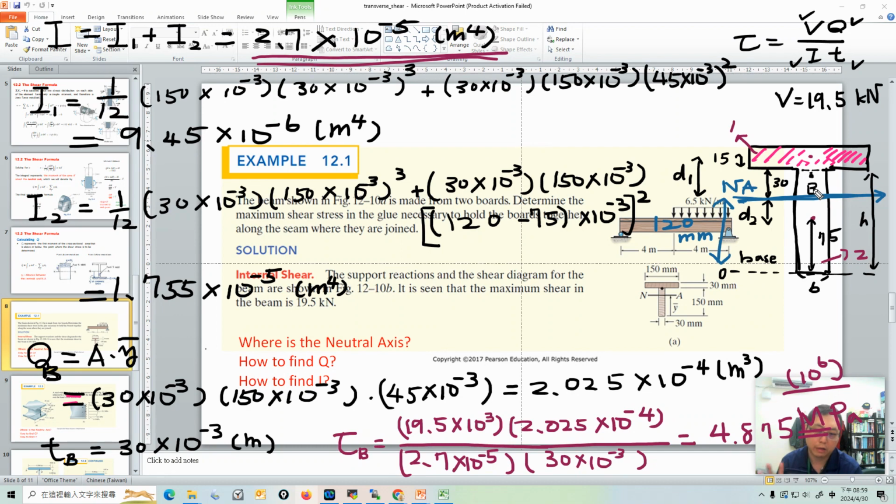Okay, and it's the maximum shear stress in this beam, 4.875 megapascal. So this glue has to provide a maximum of 4.875 megapascal shear stress to prevent the sliding of these two parts. So that's a very typical shear stress calculation in a beam. Because you have to calculate the moment of inertia, and also have to calculate Q, that really takes lots of time. So you have to get used to it.